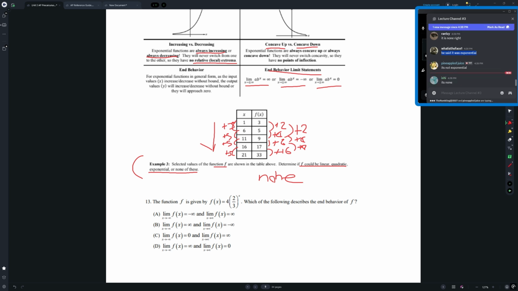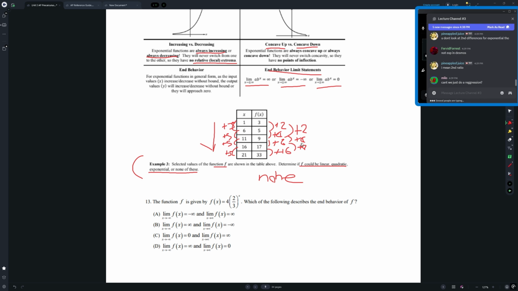Alright, hold up. Let me just check in Desmos. Let's check if it looks like exponential. Okay, it's not exponential in Desmos. Then it's none. If it's not exponential, it's one of these. Yeah, you could do a regression. That's why I was checking the regression for this.